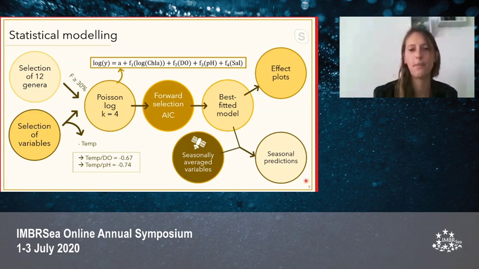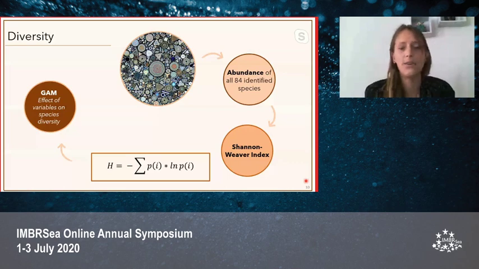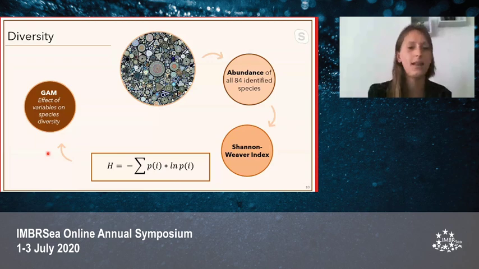distribution seasonally. Lastly, about the diversity. For the diversity, we analyzed the abundance of all 84 identified species with the Shannon-Weaver index using this formula here. And then we applied a generalized additive model following the same methodology as described before in order to analyze the effect of the variables on the species diversity.